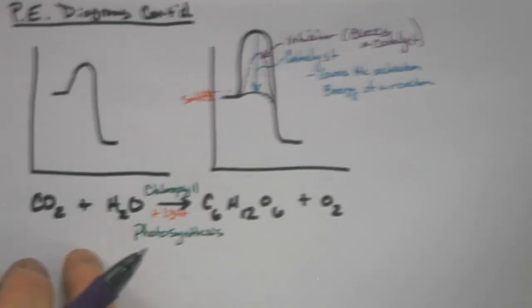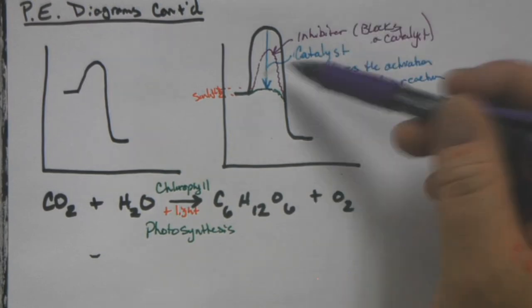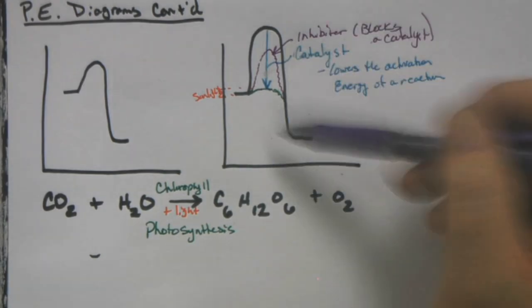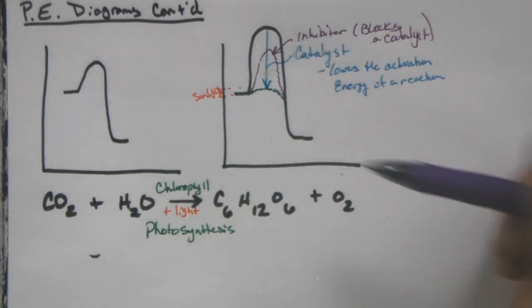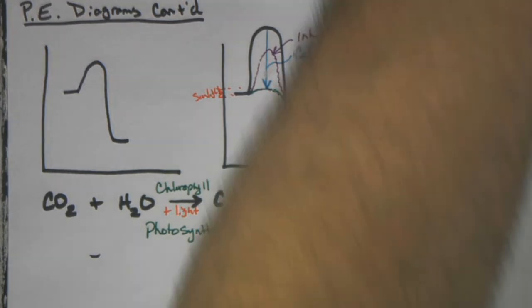Okay, so that is the idea for catalysts and inhibitors and how it relates to our potential energy diagrams. And that is all we needed to cover for today.